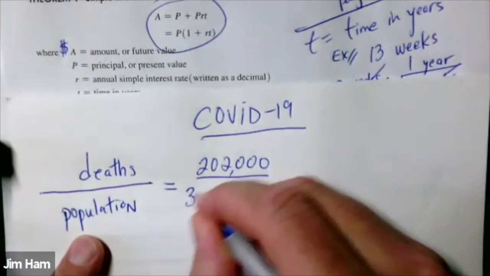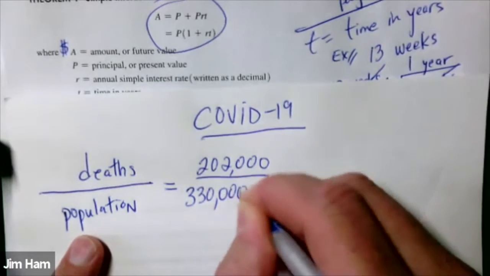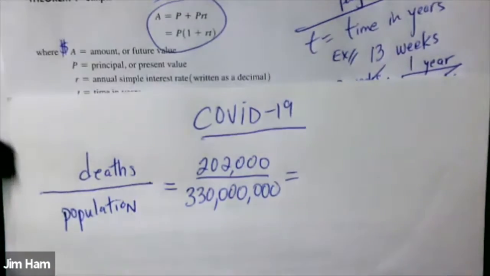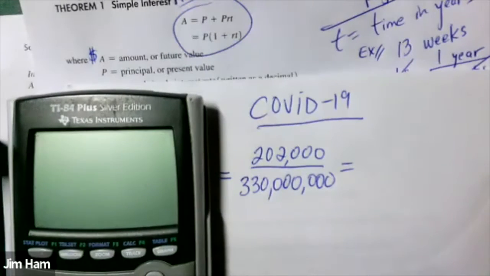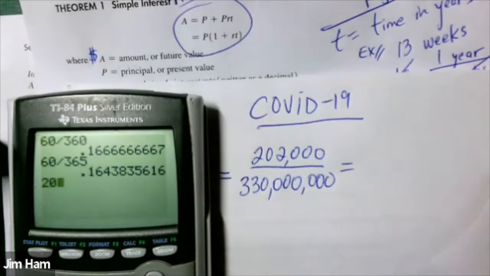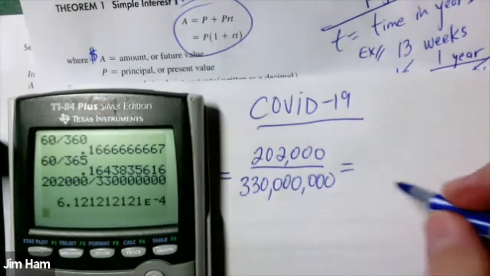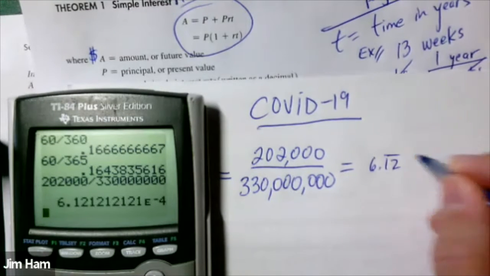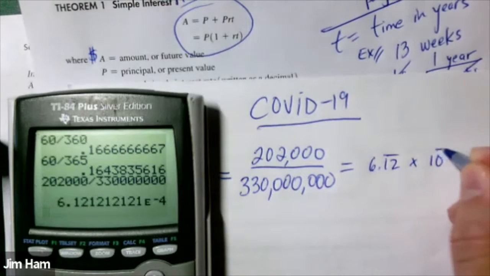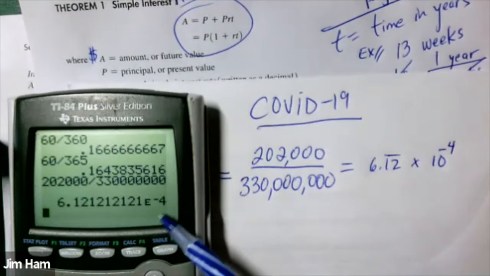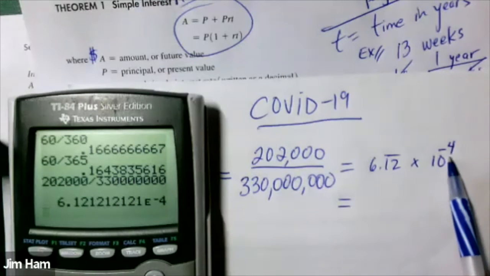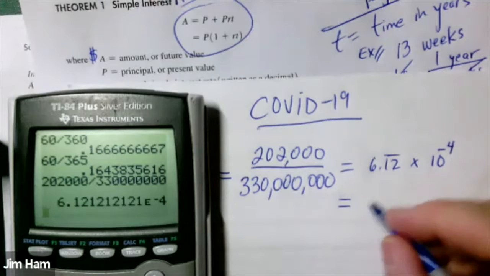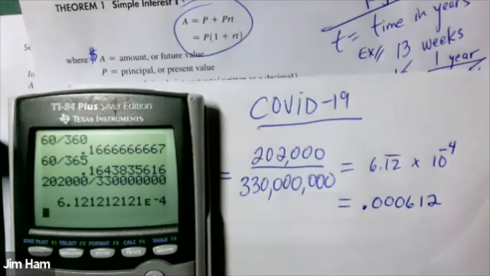The population of the United States, let's say it's 330 million. That's a good estimate. So if you wanted to do a rate here, we would just take those two numbers, divide them, and you get 6.12 times 10 to the negative 4th power. That's what that E negative 4 means. If you actually wrote the decimal, because of the negative 4, you'd have to move the decimal point 4 places to the left. So it would look like this. I'm just going to round it that way.